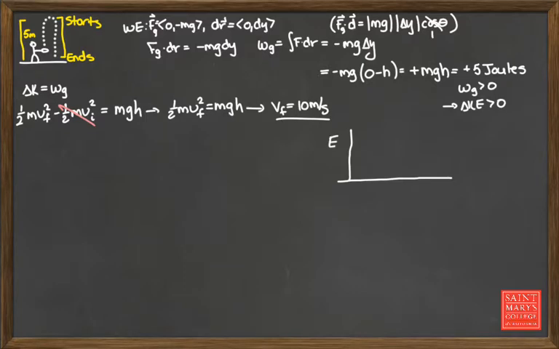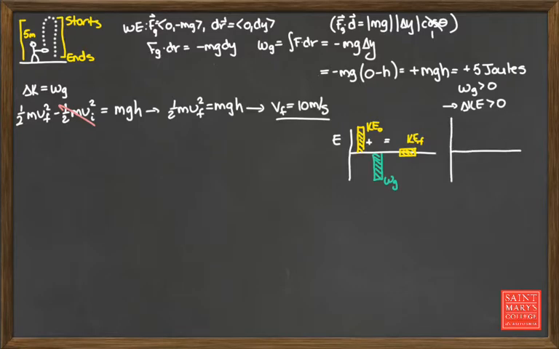let's see, and this is energy. Actually, I'm going to do it this way. This is energy. Initially the ball had 5 joules of kinetic energy. Gravity did minus 5 joules of work. As a result, the kinetic energy of the ball ended up being 0 when it reached its highest point, or it was at rest.